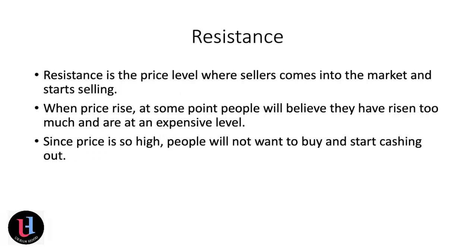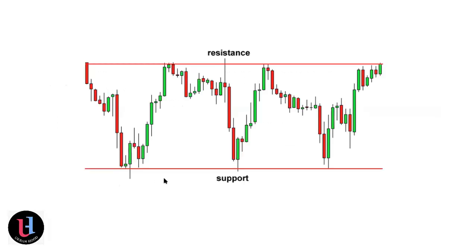And what is resistance? It's the opposite of support. The resistance is the price level where people believe that the stock is high and they will sell at that price. So when the price rises, at some point people will believe that the stock has risen too much and it's expensive. So they start booking profits, right? So that is called as resistance. So support is where you buy the stock and resistance is where you sell the stock.